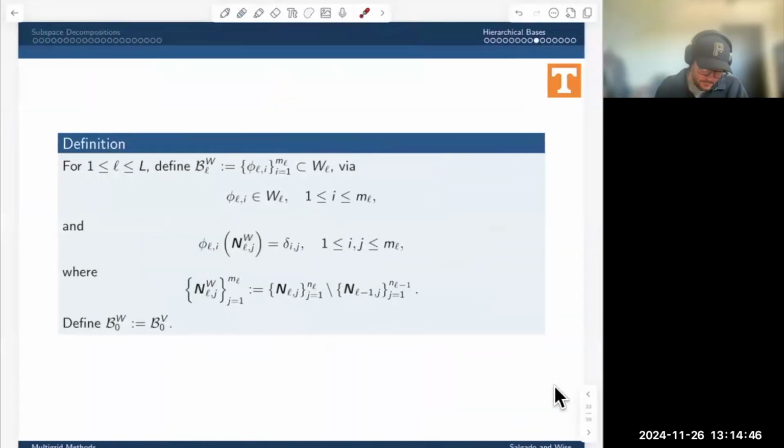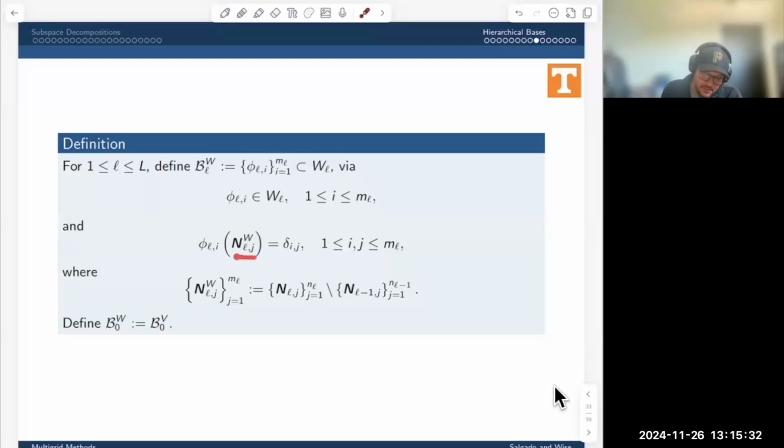Okay. All right, so let's define a basis, or let's define something that will be shown to be a basis for W_L. So define B_L^W to be equal to these functions called phi_{L,i}, i equals 1 to M_L, functions in W_L that satisfy phi_{L,i} evaluated at n_{L,j}^W is the Kronecker delta symbol delta_ij, for i and j all the way from 1 up to M_L.